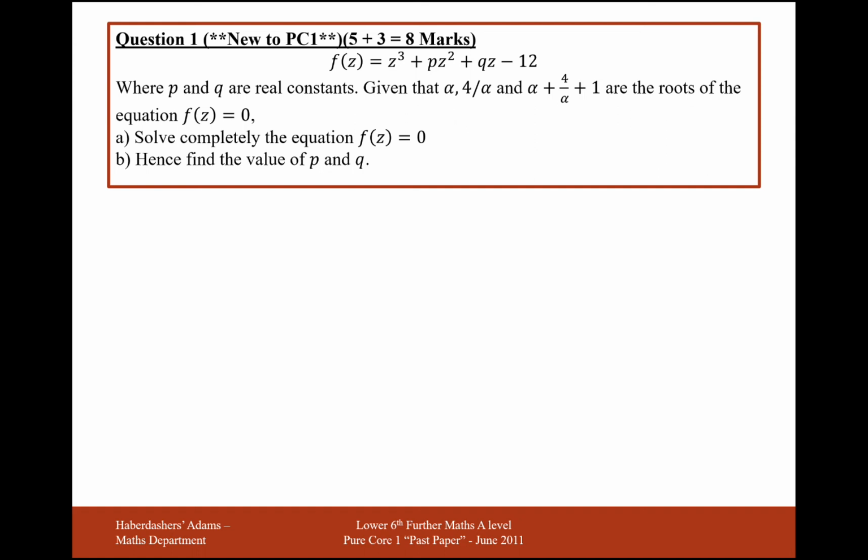F of z is equal to z cubed plus pz squared plus qz minus 12. P and q are real constants. Given that alpha and 4 over alpha and alpha plus 4 over alpha plus 1 are the roots of the equation f of z equals 0, solve completely f of z equals 0.